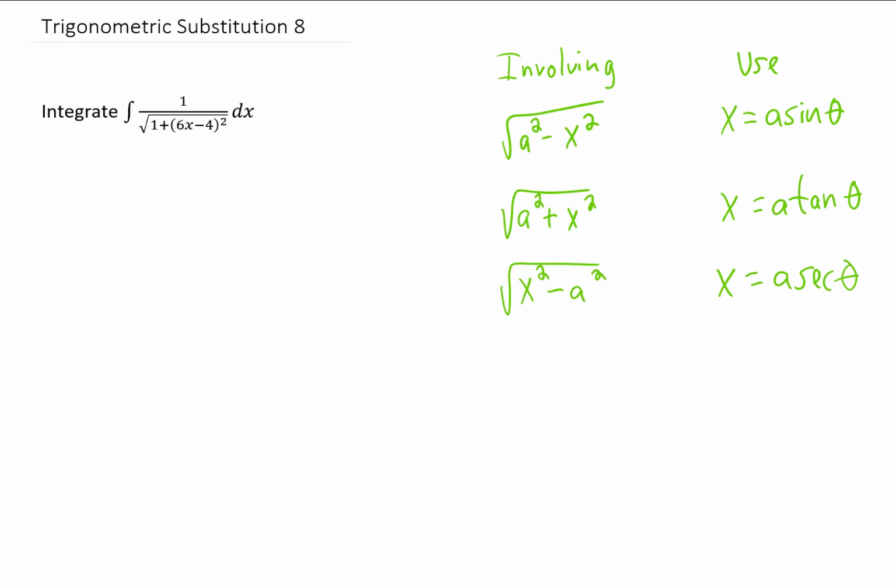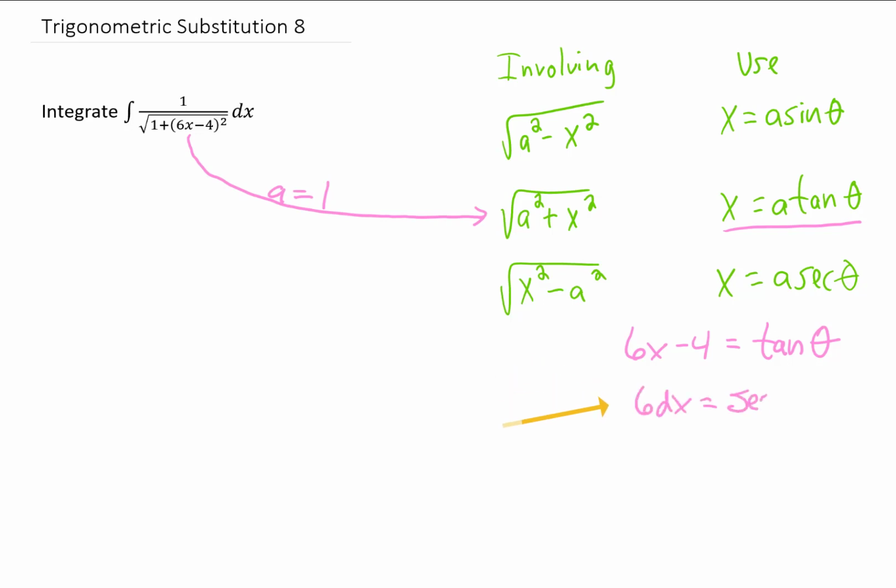It looks like in this problem we have a trigonometric substitution of this form with a equals 1, and instead of x we're going to use 6x minus 4. So our substitution is going to be 6x minus 4 equals tangent theta. If we take a derivative of both sides of this, we get 6 dx equals secant squared theta d theta. If we want to get dx by itself, we just divide by 6.